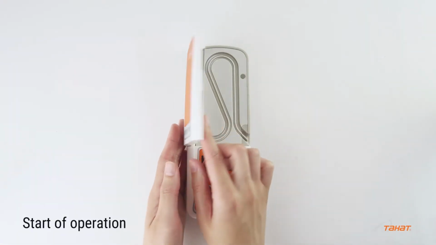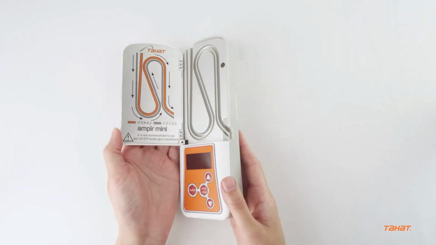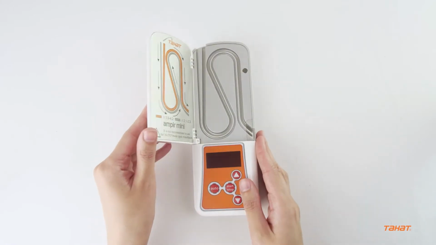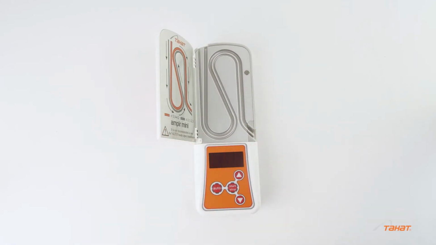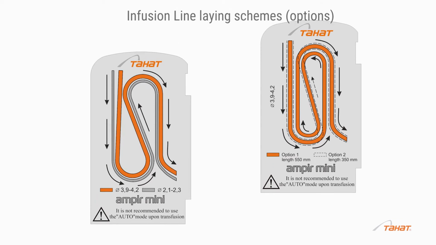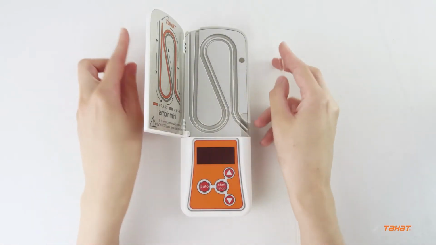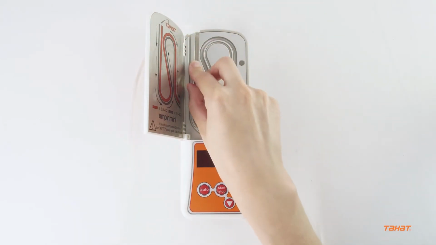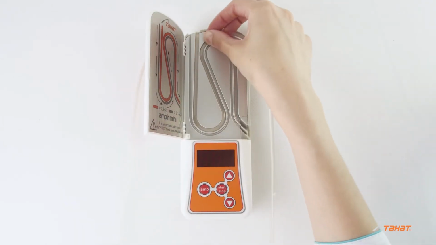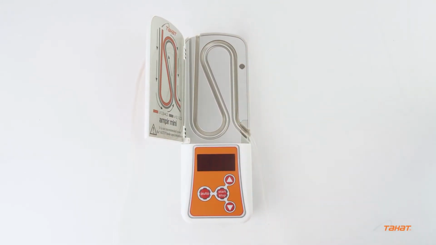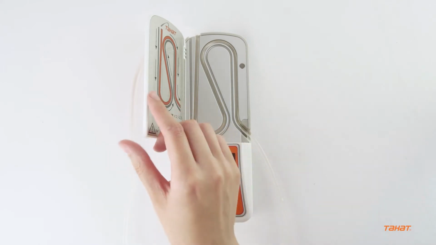Open heat exchanger cover. Set the line according to the picture. It is possible to use two lines at the same time. Close the cover.